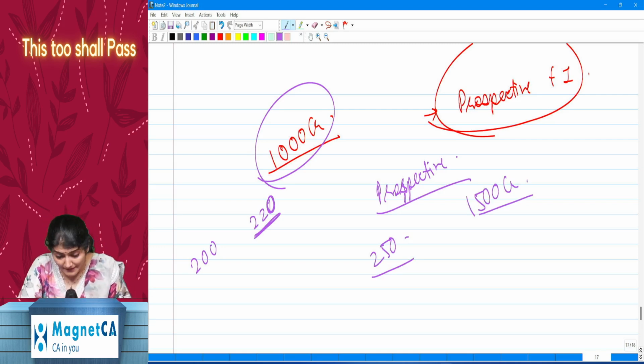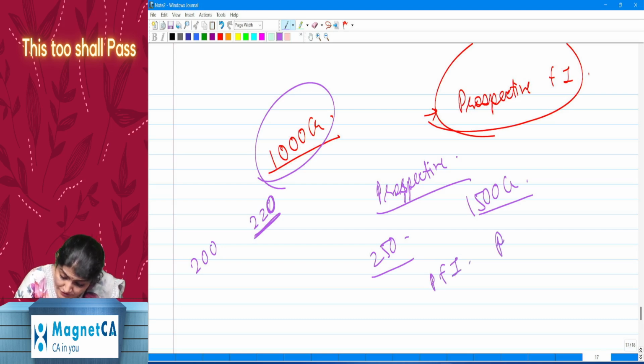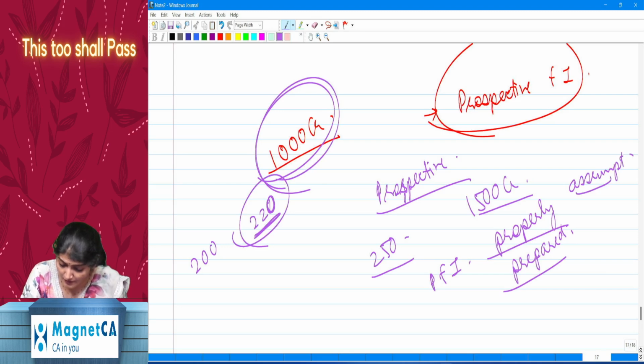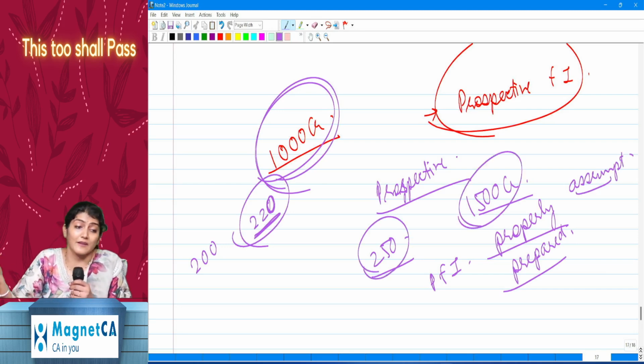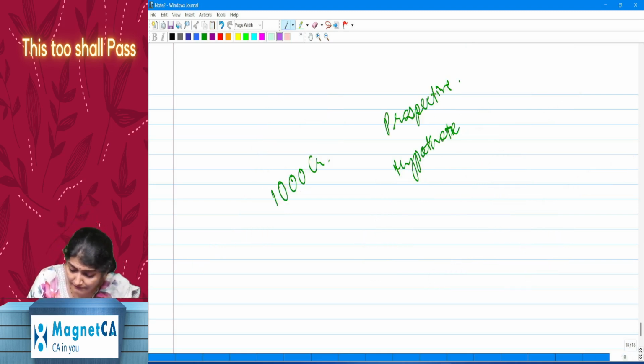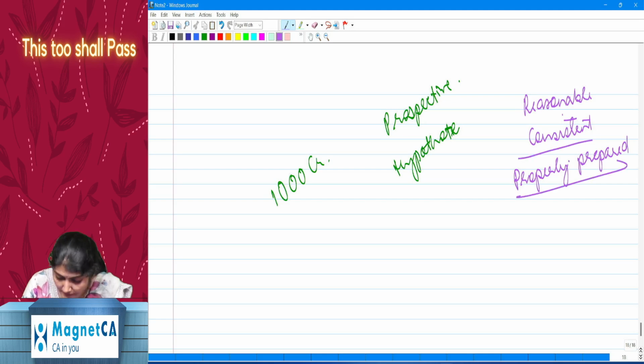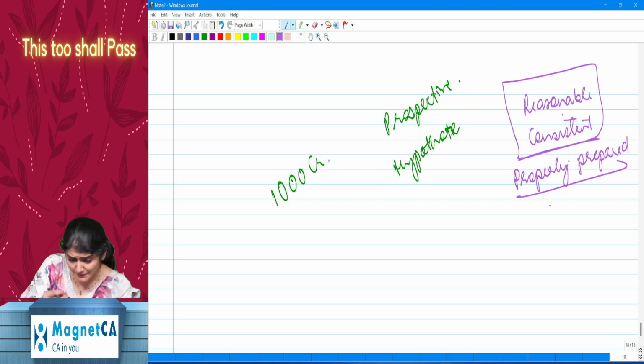So now, what is happening? My prospective financial information, has it been properly prepared based on the assumption? No. Is it properly prepared based on the assumption? No. My assumption is 220, 1,000 crore. What I have made over here is 250, 1,500 crore. Right? So what is the objective? One, to check whether the assumptions are reasonable for best estimate. Are they consistent for hypothetical? And second, to check whether the prospective financial information is properly prepared based on the assumptions. Right? Whether it is properly prepared based on the assumptions.